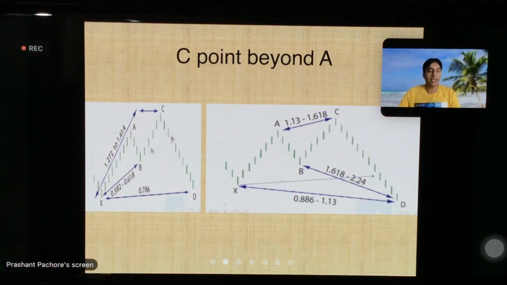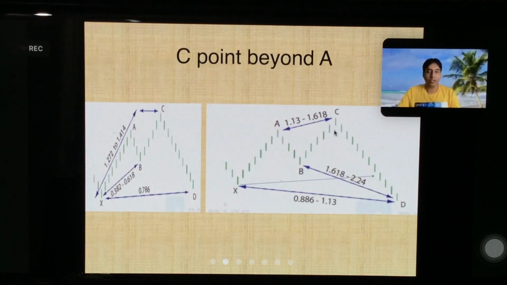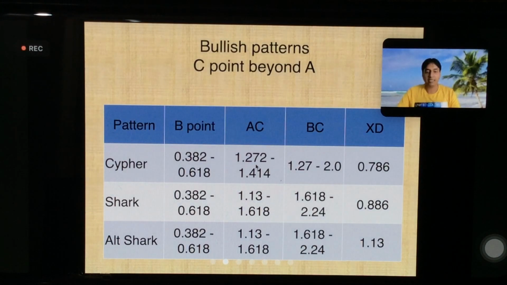When C point is beyond A, then these are the various points. So this can be the table. Here the only difference between these three is AC. AC means the level written here, this 1.13 to 1.618. So if AC is 1.27 to 1.412, it can be cipher. If AC is less than 1.27, meaning 1.13, then it will be either shark or alternate shark. It can't be cipher. So if AC is less than 1.27, then you should not go for 0.786. You just mark 0.886 to 1.13. Clear?